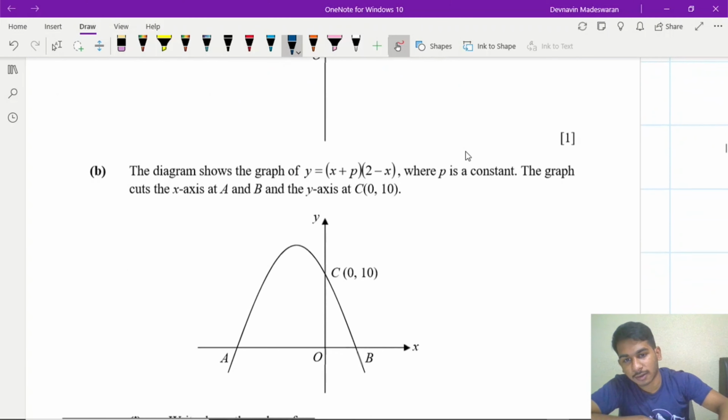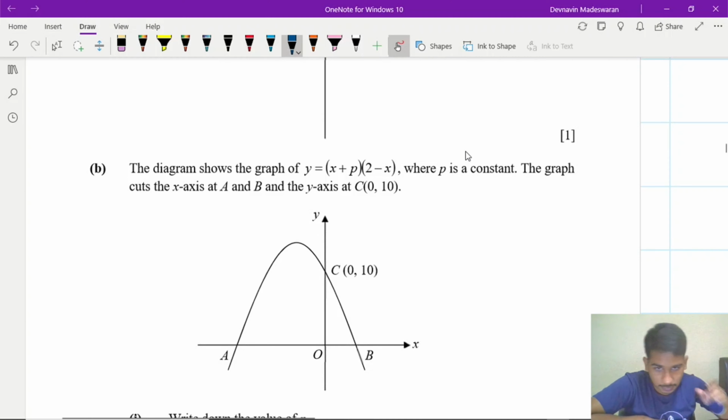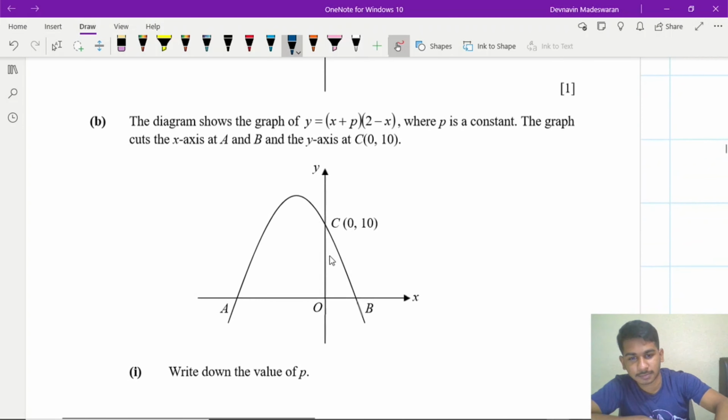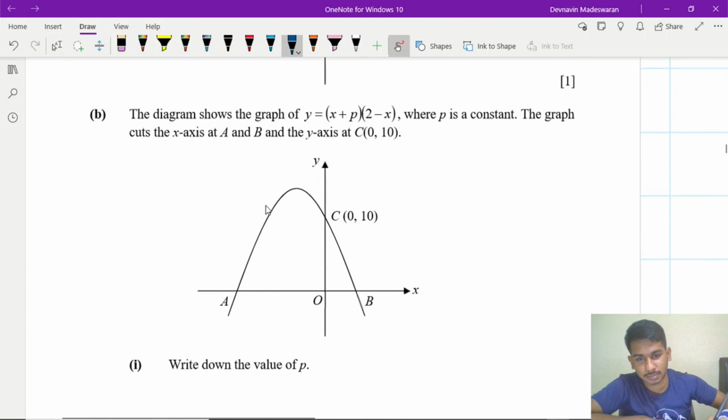The diagram shows the graph of y is equal to that. It's a quadratic equation. The graph cuts the x-axis at A and B and the y-axis at C. Okay, so let's try to understand what's happening. They say write down the value of p, but I'm going to show you how you can go about doing this. I want you to expand this out.